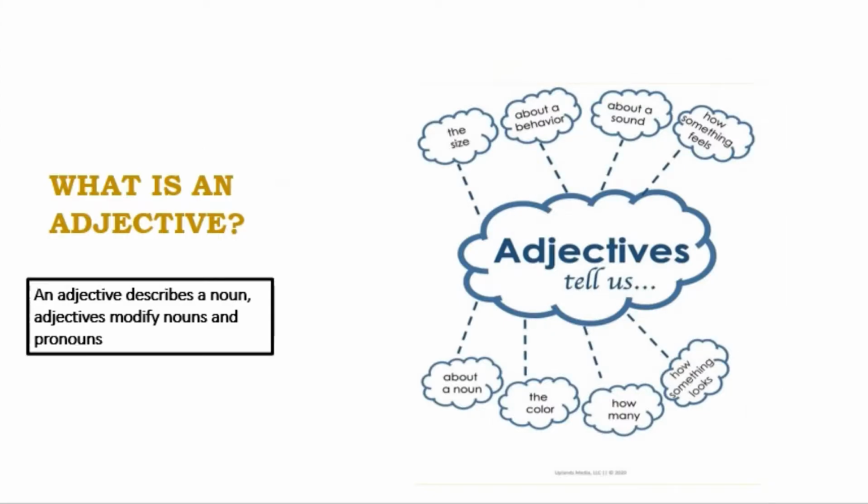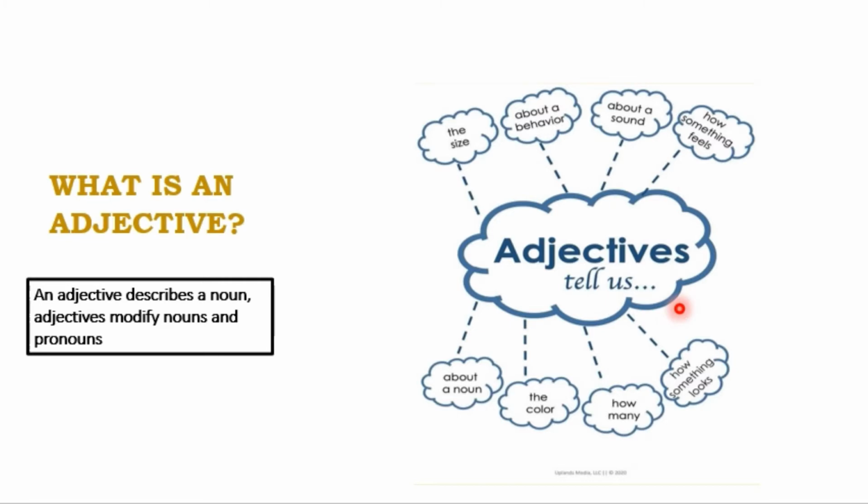Let us start with the definition for the word adjective. An adjective describes a noun. Adjectives modify nouns and pronouns. This word modify means to make changes to. So in other words, an adjective describes a noun and it can also make changes to nouns and pronouns.